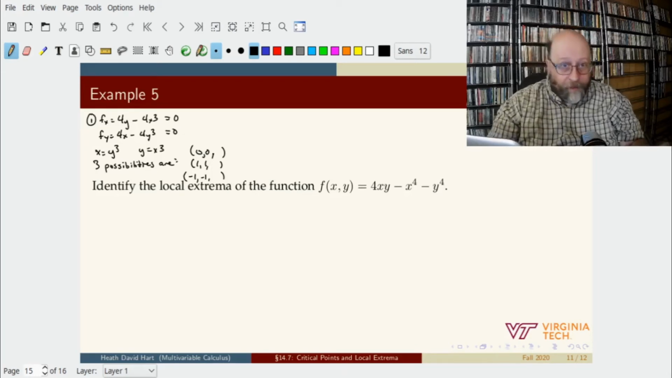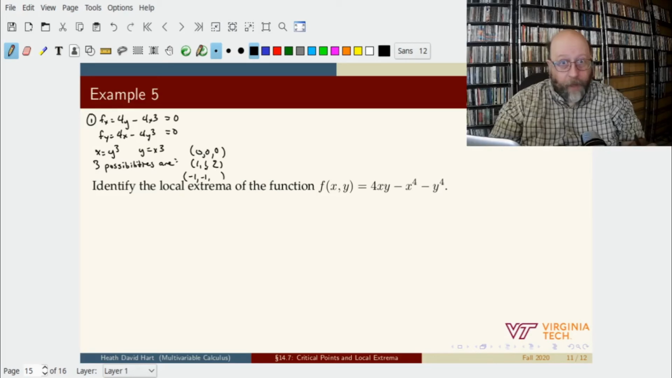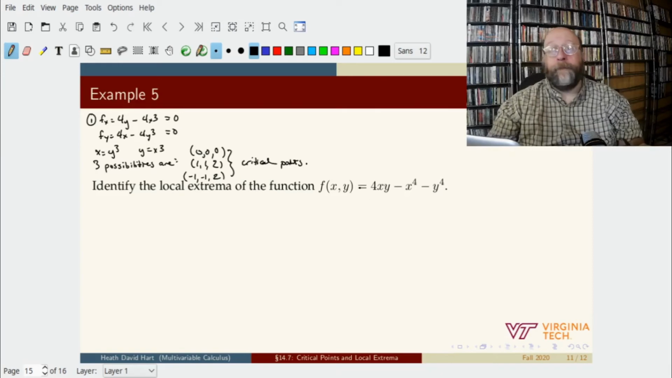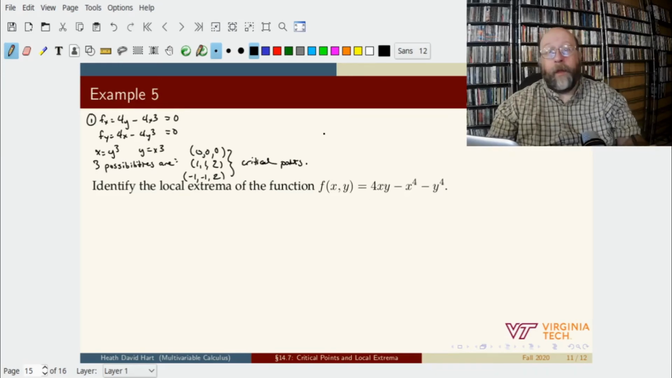When x is 0 and y is 0, z is 0. When x and y are both 1, we have 4 minus 1 minus 1, which is 2. And when x and y are both negative 1, we also have 2. So these are my critical points. Okay. So now let's look at the Hessian.